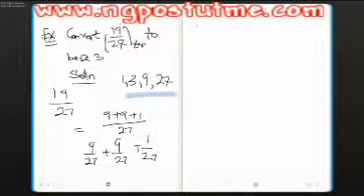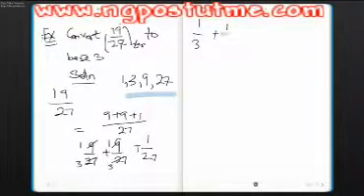Okay, let's keep moving. If you look at this one now, 9 over 27 gives 1 over 3, and the same thing here, 9 over 27 gives 1 over 3. So what I have all together is 1 over 3 plus another 1 over 3, then plus 1 over 27.